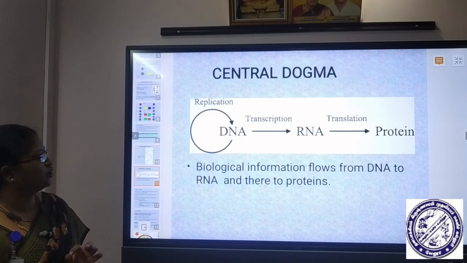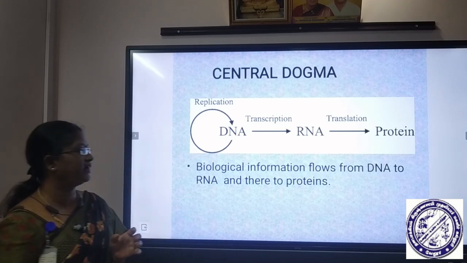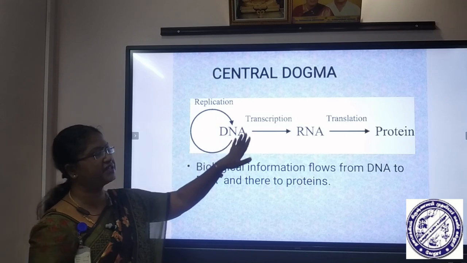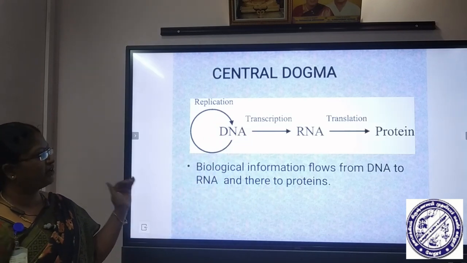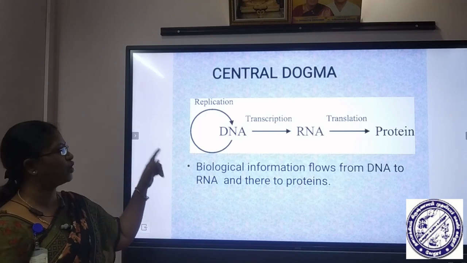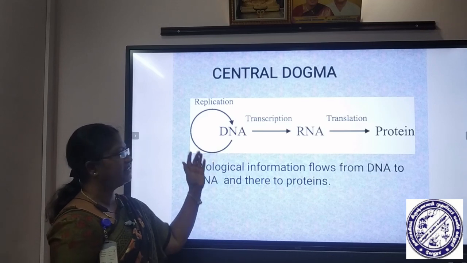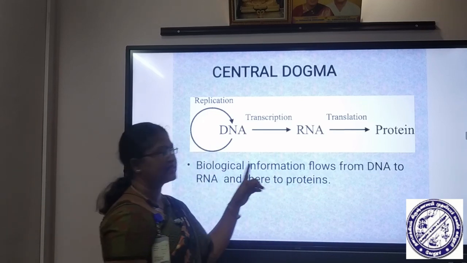Move on to the central dogma, that is the biological information flow from DNA to RNA and then to protein in the form of replication, transcription and translation. Replication means the formation of DNA from DNA. The formation of RNA from DNA is called transcription. From RNA to protein is known as translation.